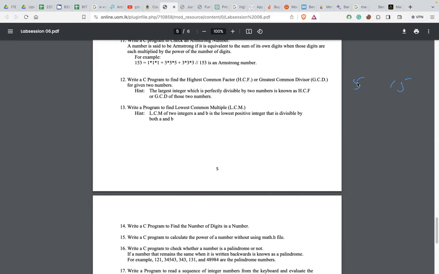Common multiple means, let's say you enter 1. This 1 should be divided by both 5 and 15. That means 1 divided by 5 and 1 divided by 15. If this 1 can be divided by 5 and by 15, we call 1 the least common multiple.